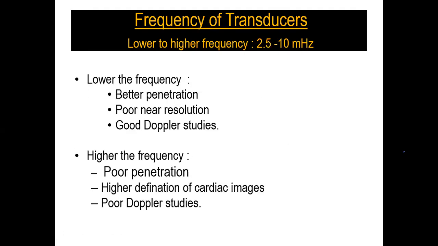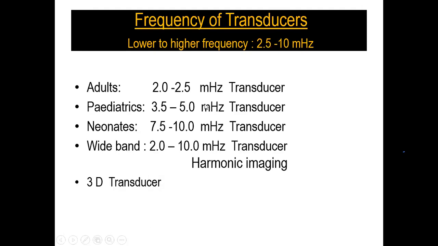So what happens? The better penetration is present by 2 megahertz, good Doppler studies by 2 megahertz, but 4 megahertz is taking care of the poor near resolution. So the near resolution also becomes good, and that's what is known as a wide band transducer. If you are buying a machine today, the only way is to buy a wide band transducer. There's no role for buying a non-harmonic or linear phase array transducer.